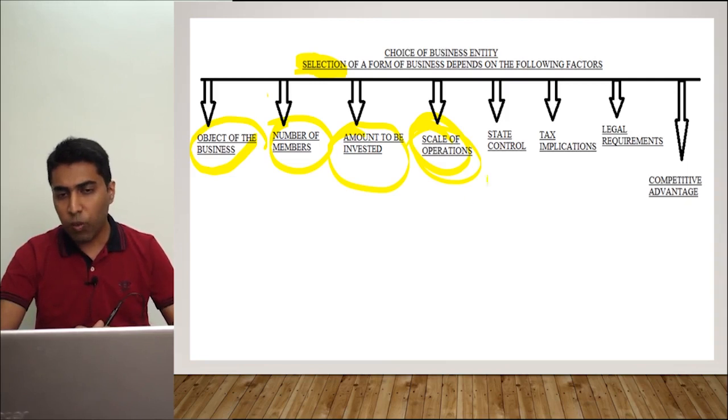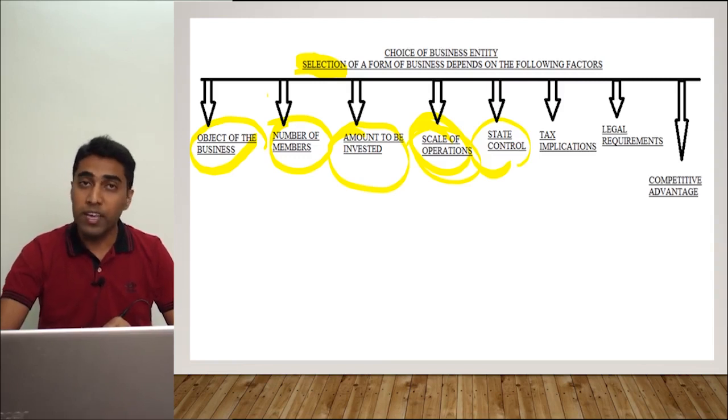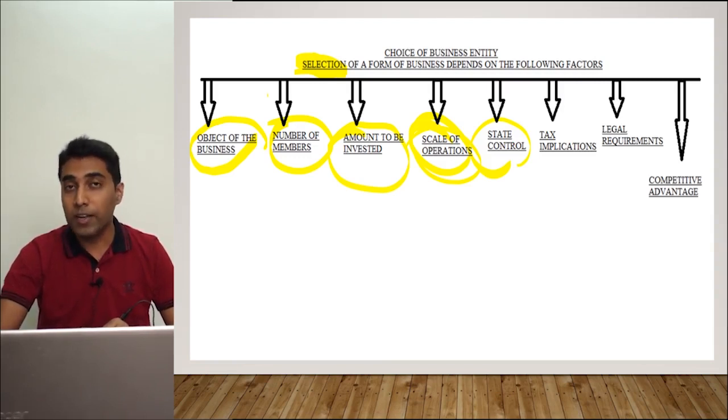Going further, what is the state control? That means how much control does the government have over your company? If you are a listed company, there is extreme control by the state, or what we call the government, because the compliances are very huge. But if you are a proprietorship concern, the control is very less. It is as good as an individual person. You are sitting at home and doing whatever you want. The control is much lesser.